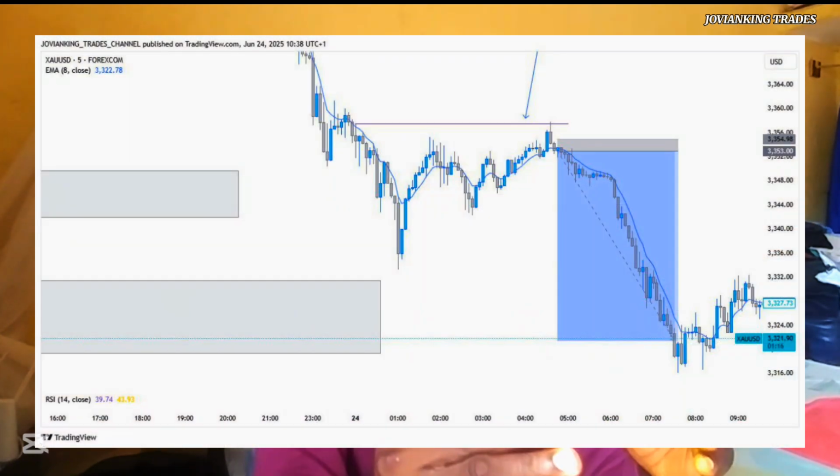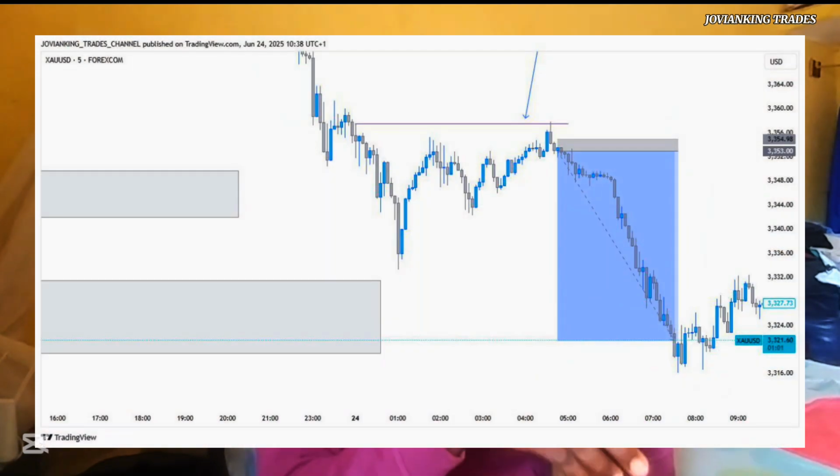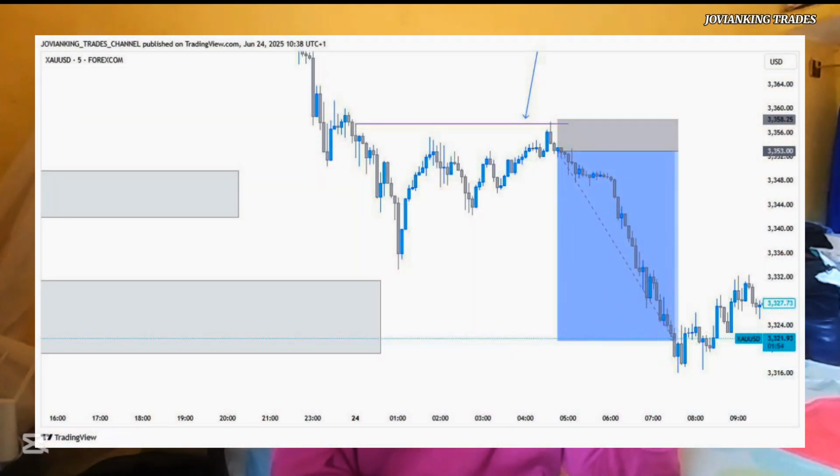If I want to use a conservative SL, a tight SL, then it should be just a little above that candle that crossed the EMA. But if I want to give my SL a breathing space, right? I will push it up to the high of that second candlestick.